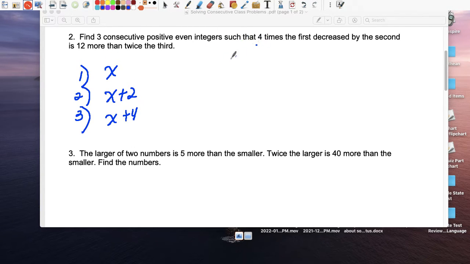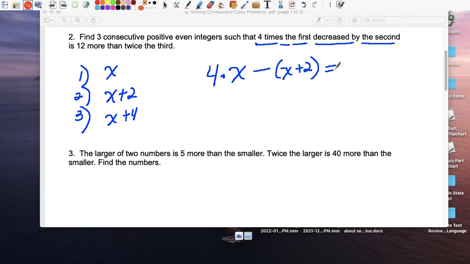So it says 4 times, so 4 times the first, which is x, decreased by, which is minus, the second, x plus 2. And remember, because x plus 2 has 2 terms, you have to put it in parentheses. Okay, so there we go. 4 times the first minus, or decreased by, the second, is, or in other words, equals 12. More than, which is plus. Twice means 2 times the third number. Who's the third number? x plus 4.